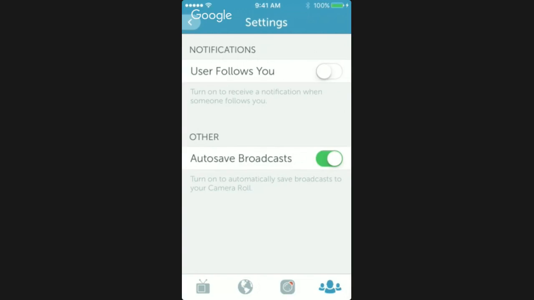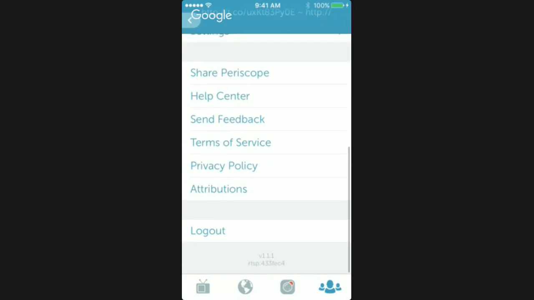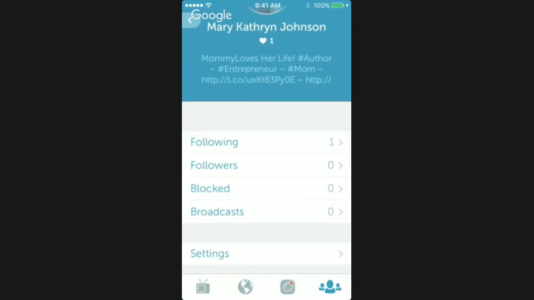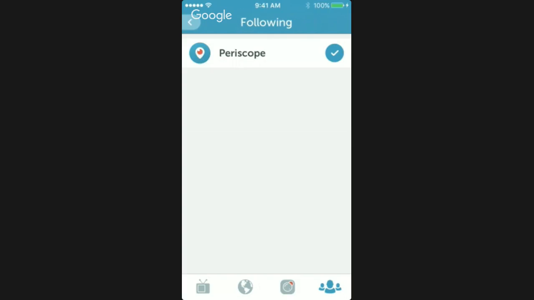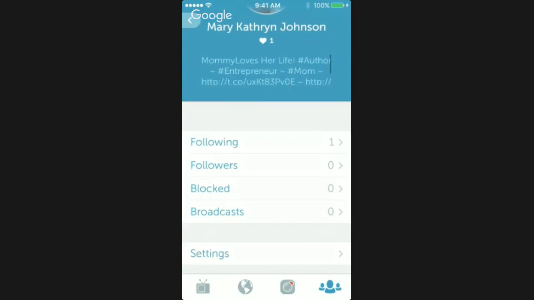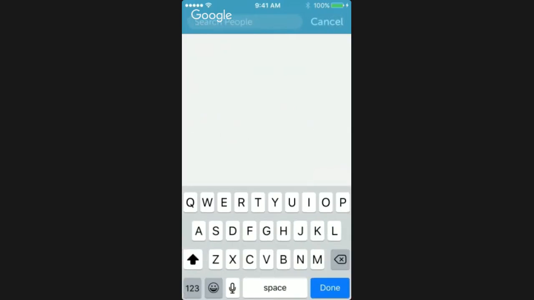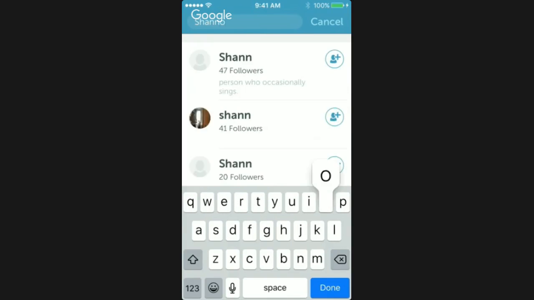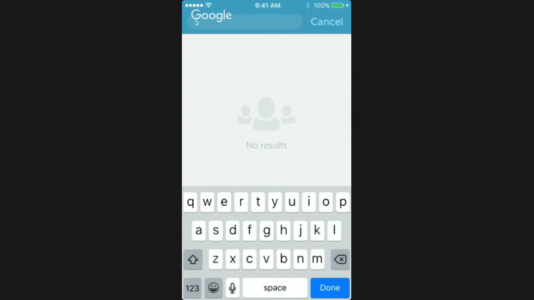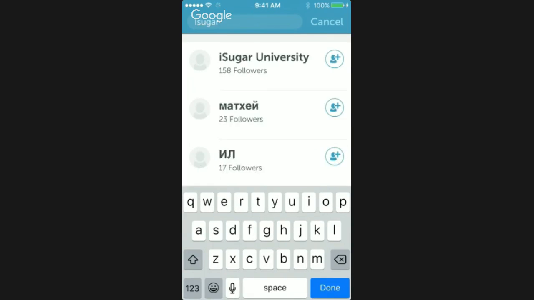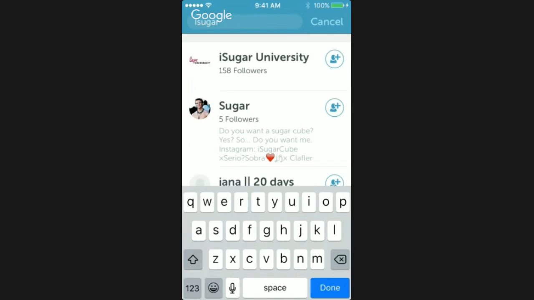All right, so I'm going to hit the little arrow up in the corner. I'm going to come back here, and I'm going to check following. Okay, so I'm only following Periscope as it says. Now I can also do the little search. There it is. People. Okay, so let's search for some people that I know on Twitter, remember. Okay, actually, I think she goes by High Sugar University. There she is. So I'm going to hit the little person with the plus sign in the corner. There we go. Okay, so that's how you find people.